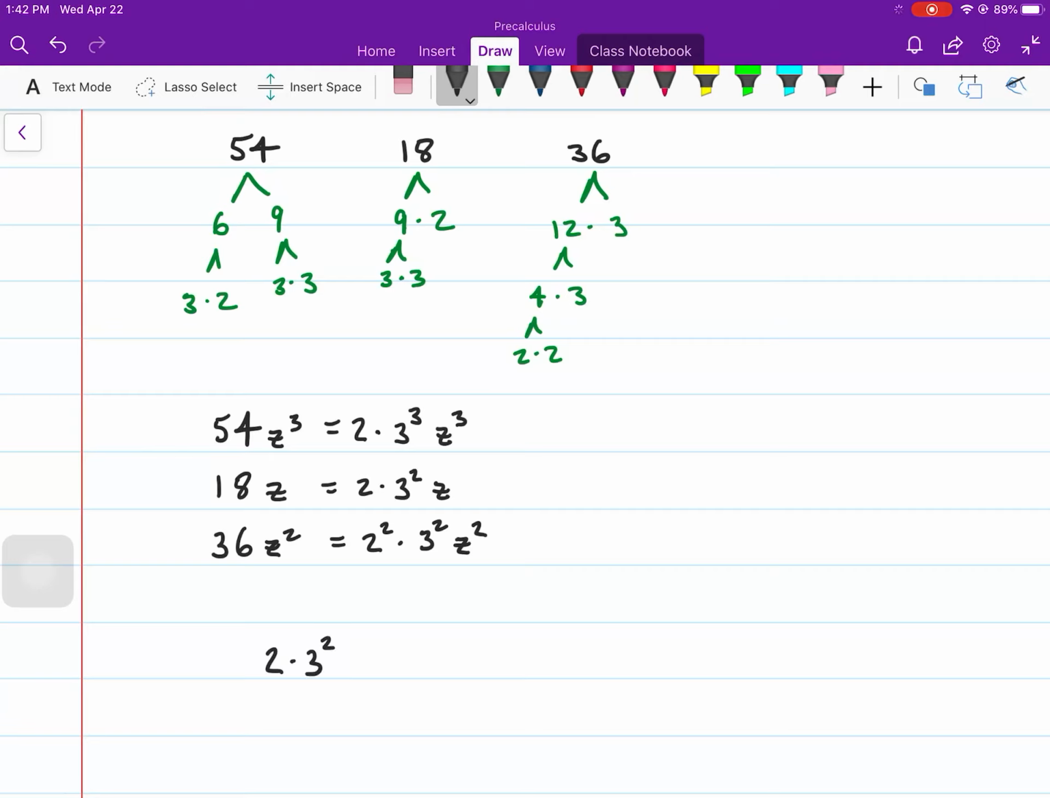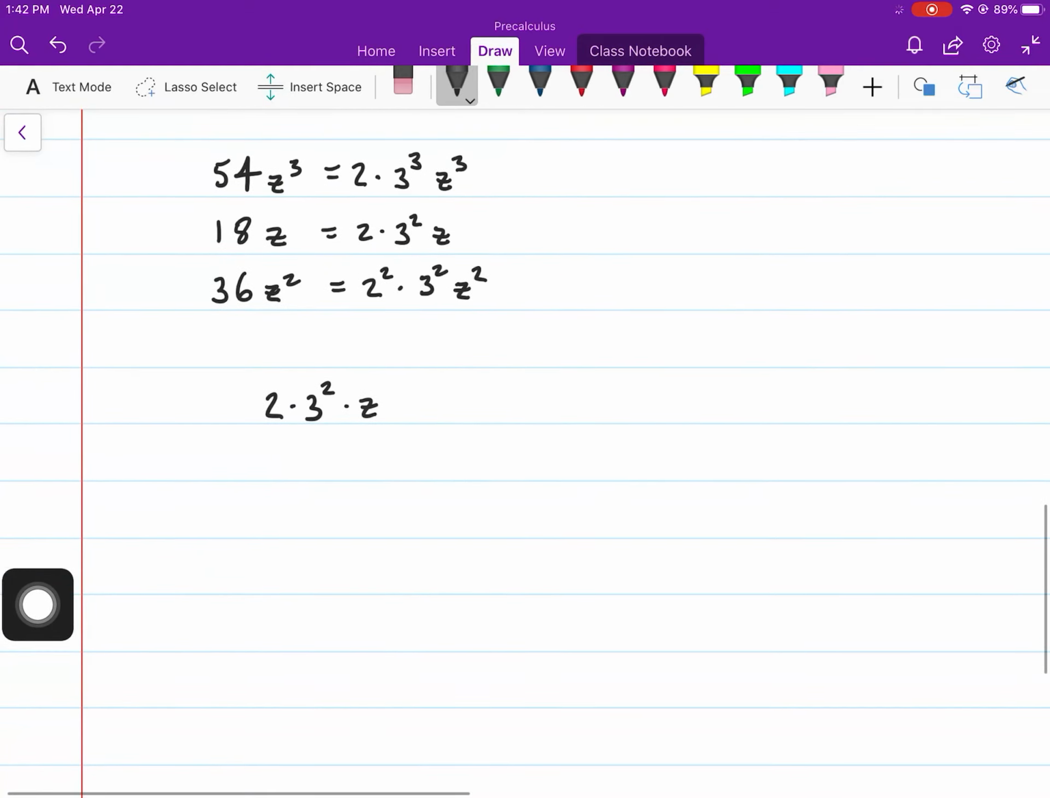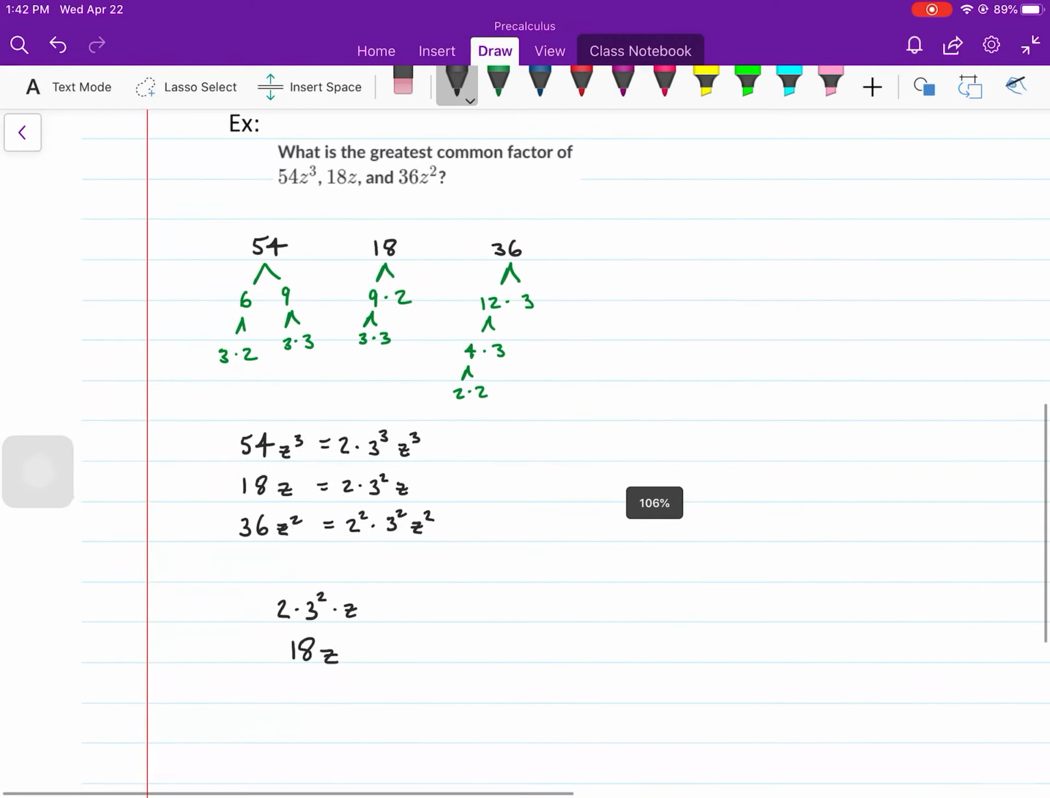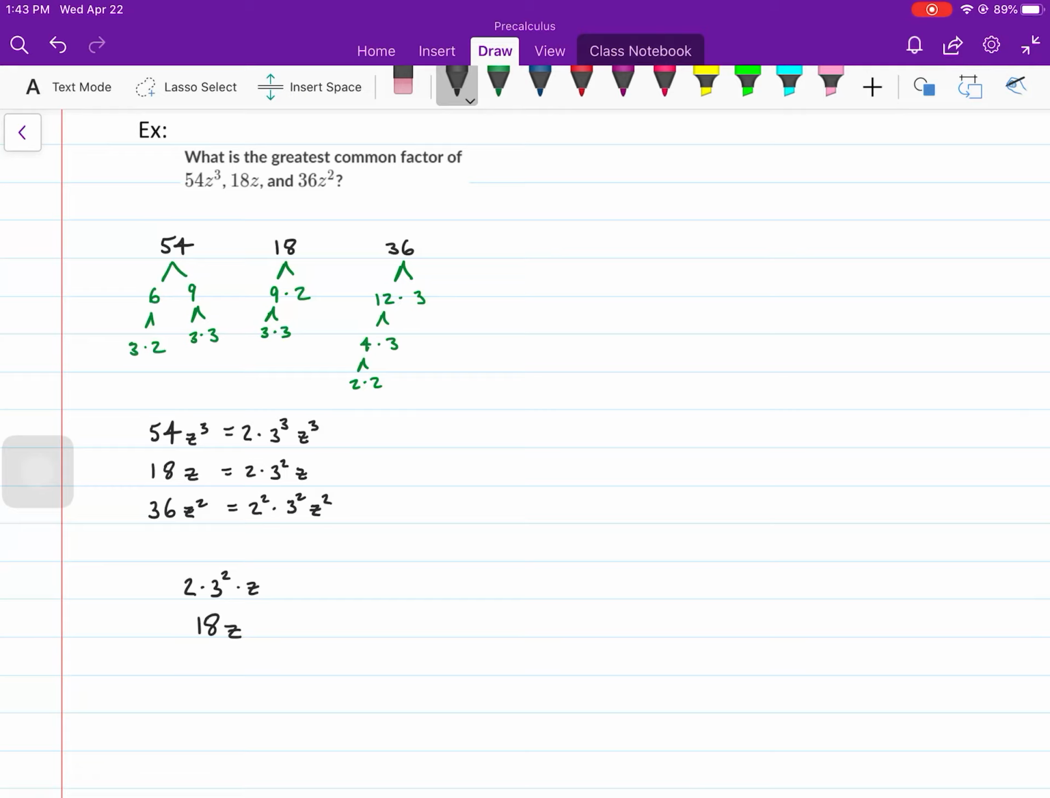And then the lowest power of the z is just 1, so we can take at most 1 z from all of these. So this right here would be our greatest common factor. If we need it in number form, 2 times 9 is 18. So really the number we could take from all of those was an 18. At first sight, I was thinking a 6, and that just shows why sometimes that factor tree, when the numbers get a little bit bigger, is going to help you.